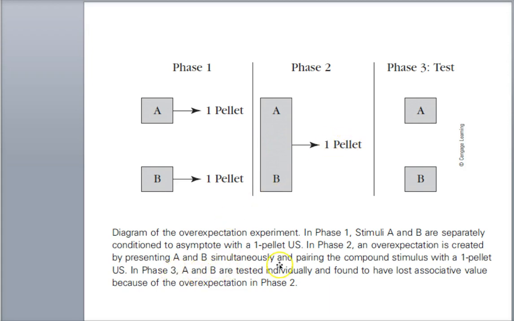And then in phase 3, they go back and they test A and B, and what they find is that the associative value of A and B decrease because it had a higher expectation, an over-expectation, in phase 2. When that over-expectation is canceled by delivering only one pellet, not two, each of these two stimuli lose some of their associative strength and you get less responding to each of them. That's pretty interesting. Correctly predicted by Rescorla-Wagner.